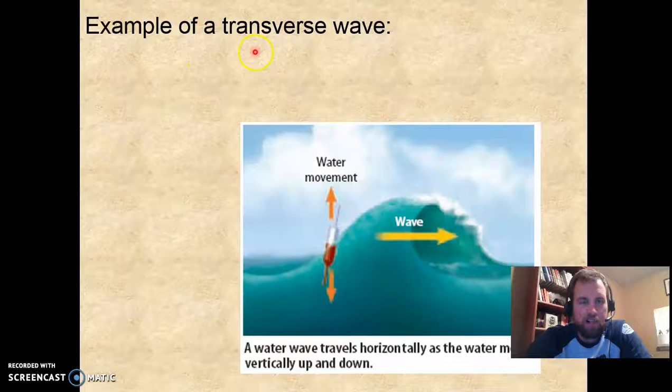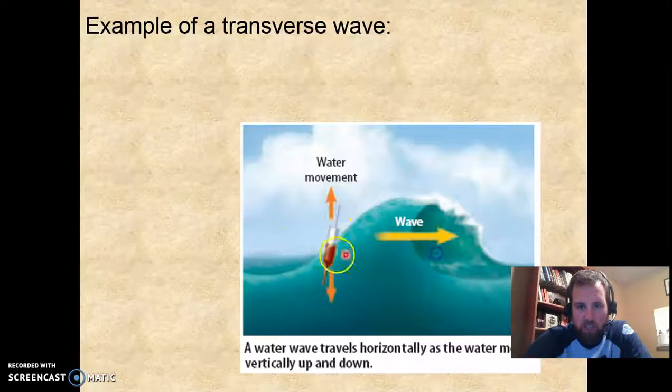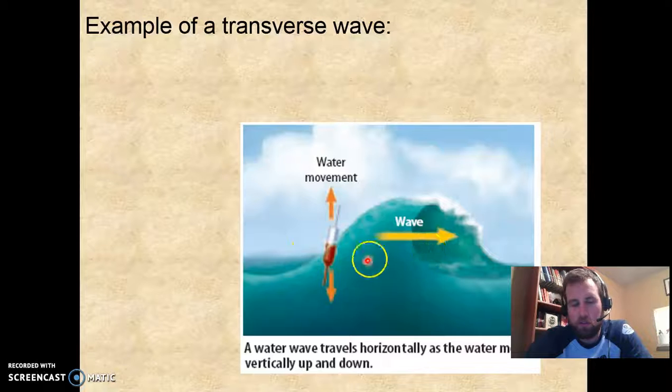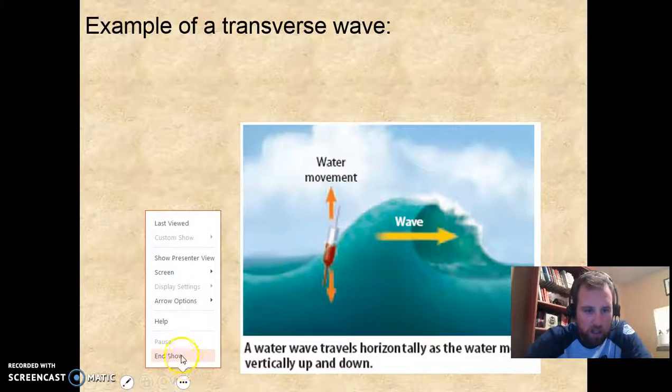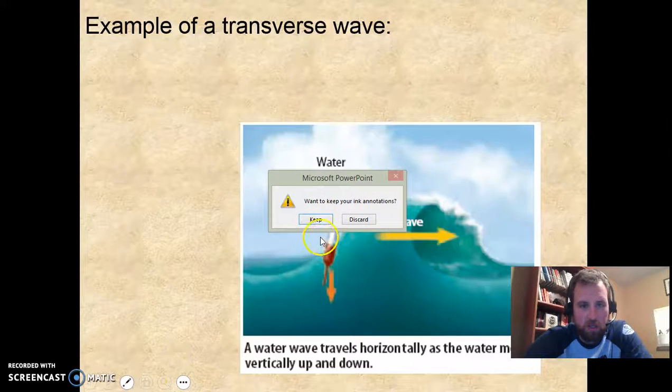Okay, so a perfect example of a transverse wave would be on the ocean. If you guys have ever seen a buoy, as the wave passes by, wave moves in this direction. The buoy never gets closer to the shore. The buoy just goes up and goes down and up and down. So perpendicular, as the wave moves left to right, the matter, the stuff that moves the wave, goes up and down perpendicular. And I'll show you guys another example.